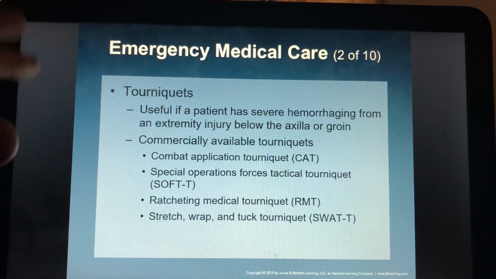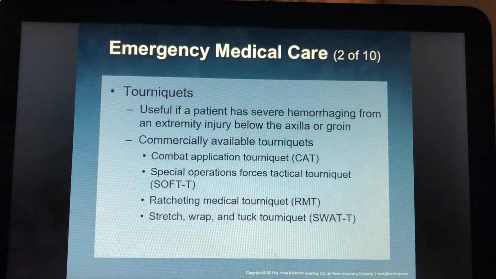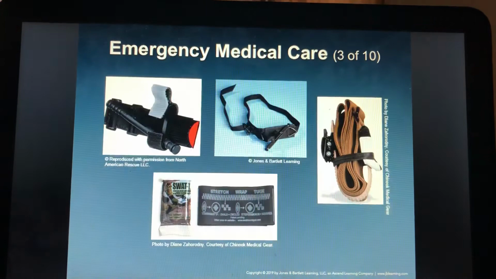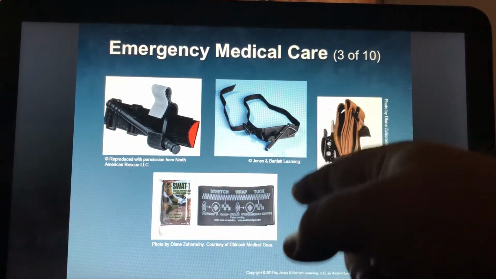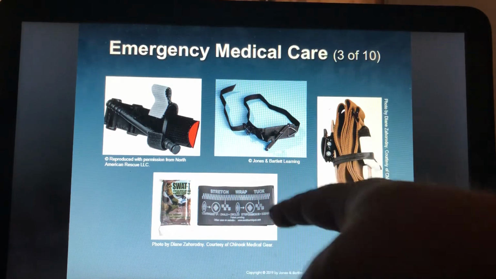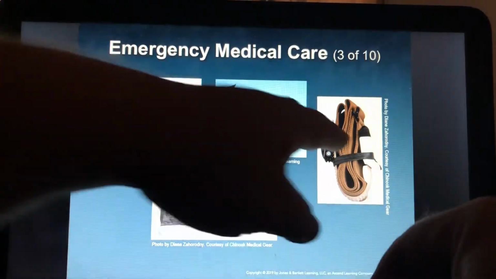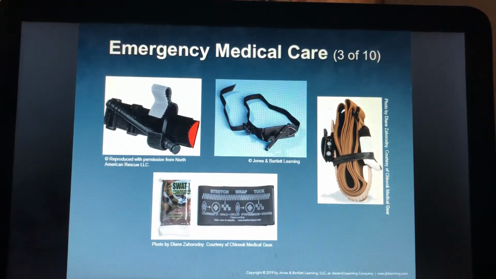There's other ones. I'm not going to go into them, but I think what we have at the school is the combat tourniquet. Basically you can put it on with one hand. You can grab it, sling it through, cinch it down, and then turn it with one hand. This is the CAT tourniquet that I'm aware of. They've got the stretch, wrap, and tuck that you can do. I've seen that, but they're all pretty much self-administering.